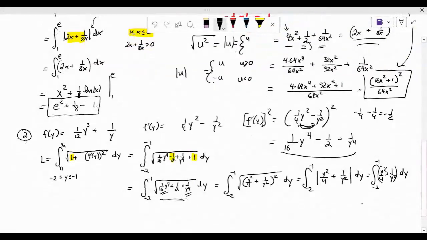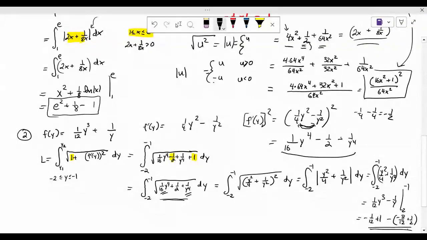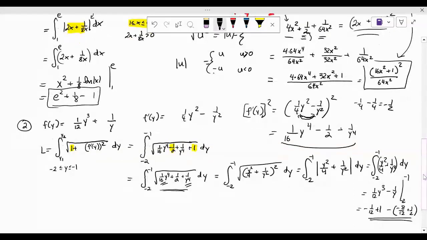And then it's just set up for the power rule, right? So we're going to get a 12th of y cubed and minus 1 over y, as y goes from -2 to -1. And I don't care what that is. That's some number. Right? Awesome. So let's now go to, I'll come back to that as well. Let's look at a parametric thing, parametric curve.